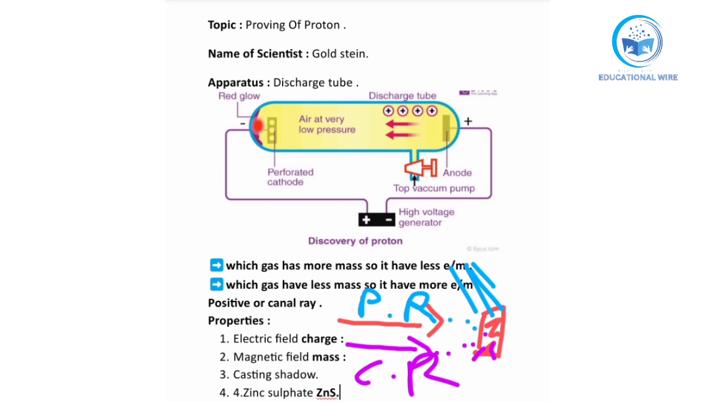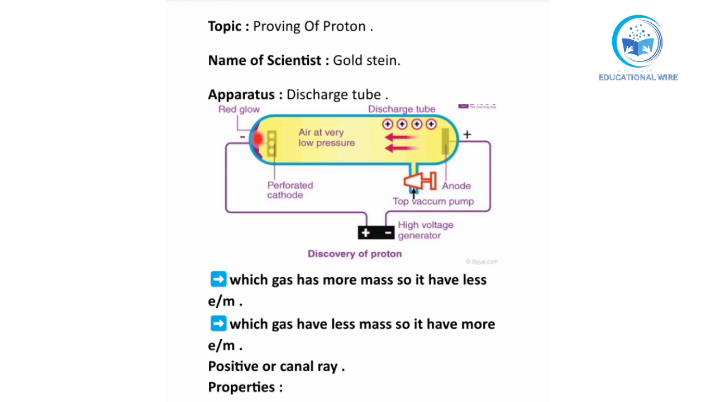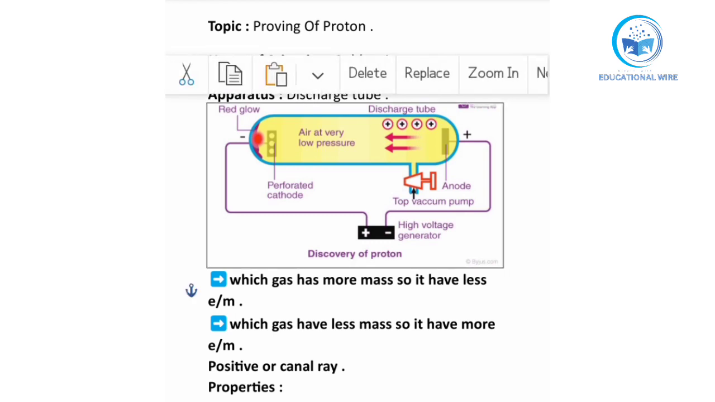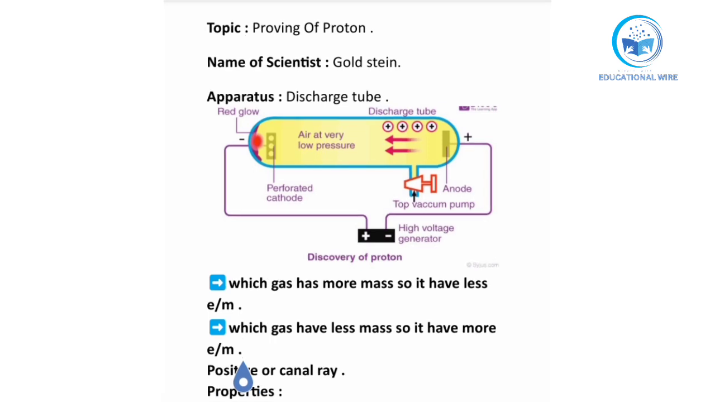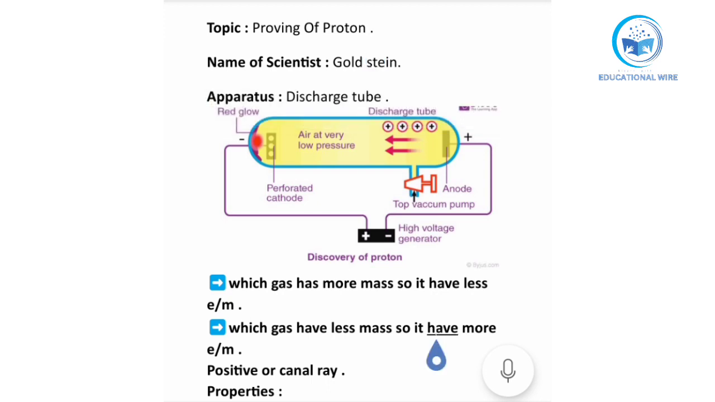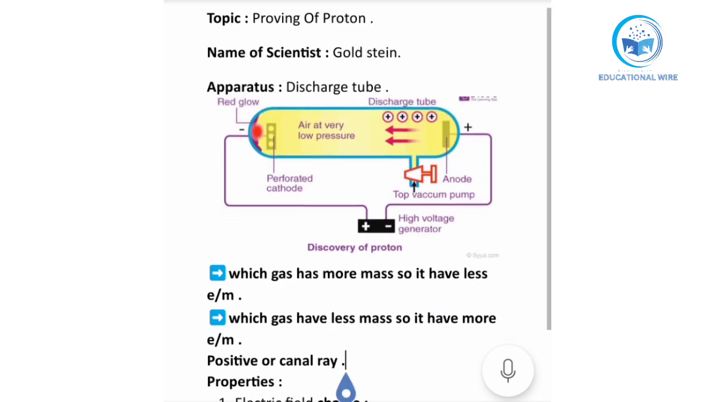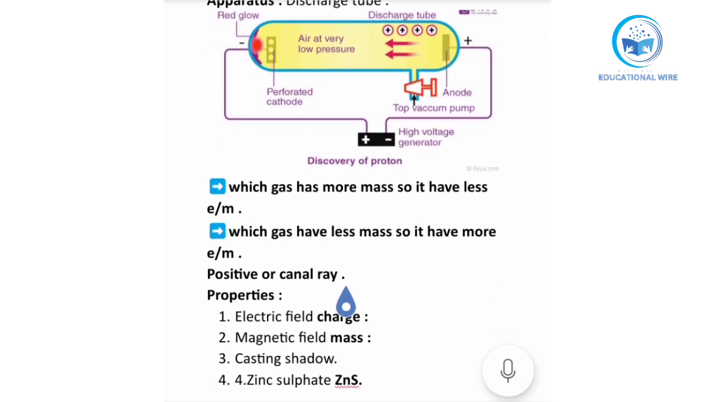So this is the difference between the positive ray and the cathode rays in how zinc sulfate works. It is not a huge difference, just a little difference, because here there is a proton that moves down behind the cathode rays and is named the canal ray or positive ray. So in today's lecture we discussed the proving of the proton, the name of the scientist, the apparatus and their diagram, and the small differences between the proving of the electron with the cathode rays and the proving of the proton. Hope you all understood. Thank you so much.